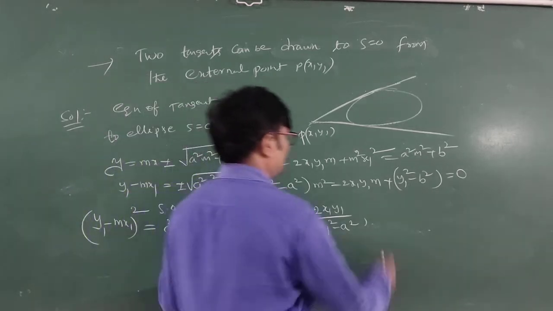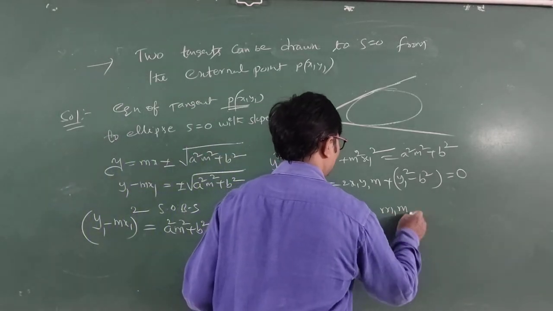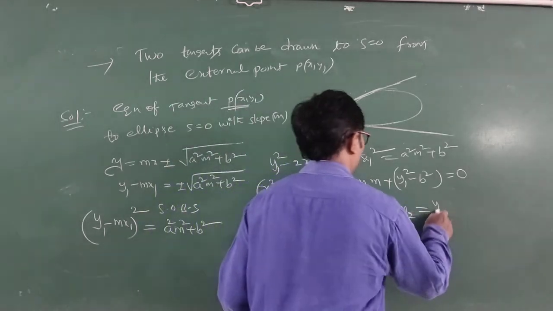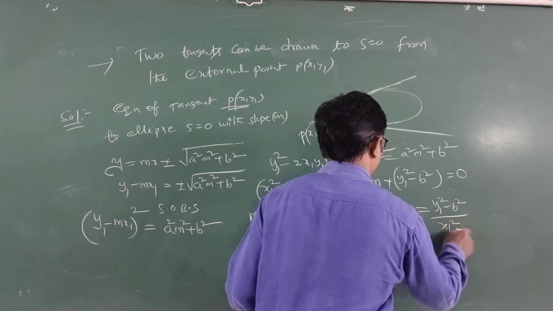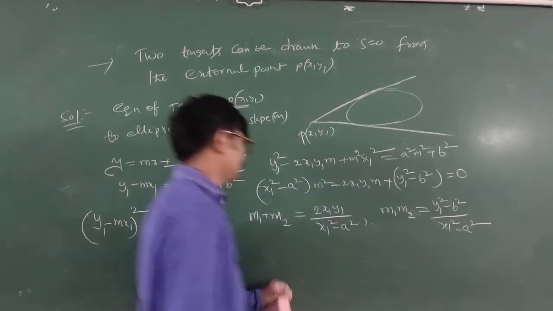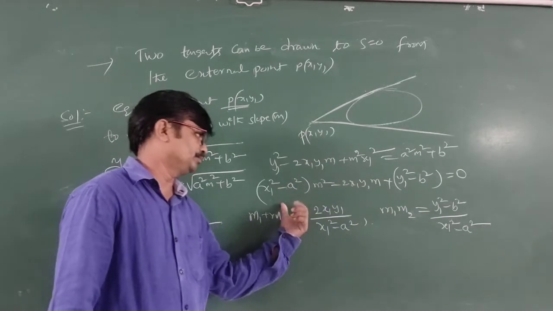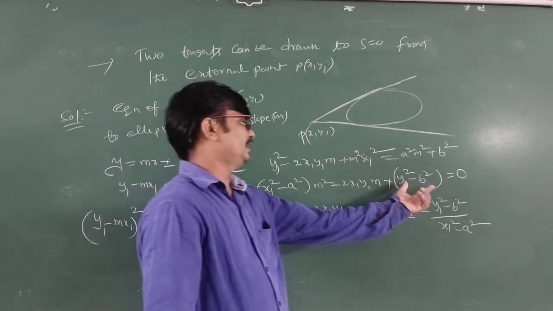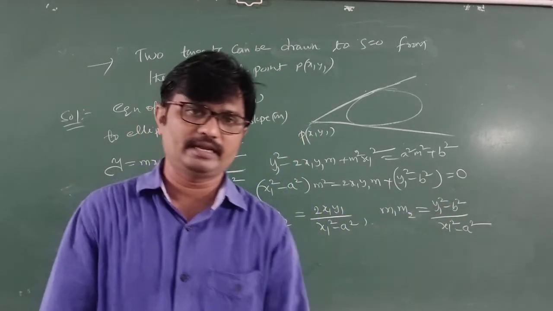Now students, the product of the slopes m1 m2 equals y1 square minus b square by x1 square minus a square. This is, students, the sum of the slopes is minus b by a, and the product of the slopes m1 into m2 is c by a, that is y1 square minus b square by x1 square minus a square.